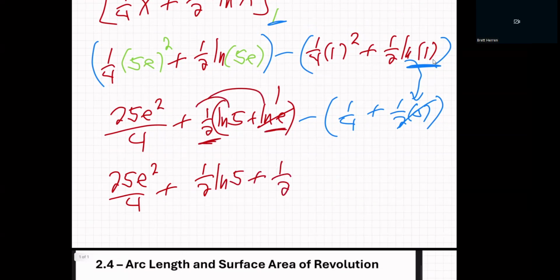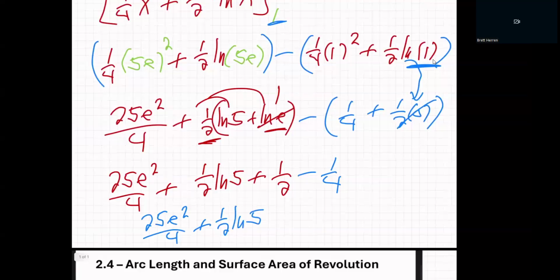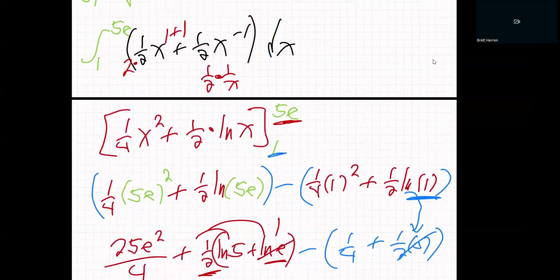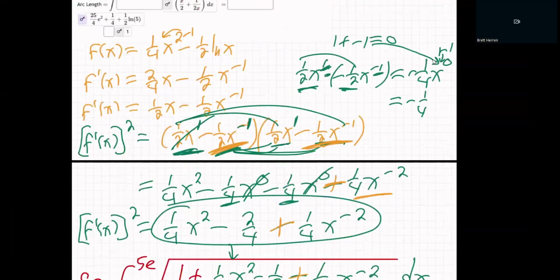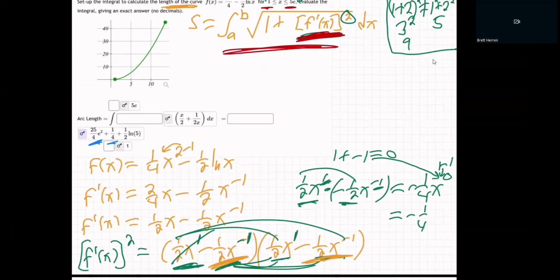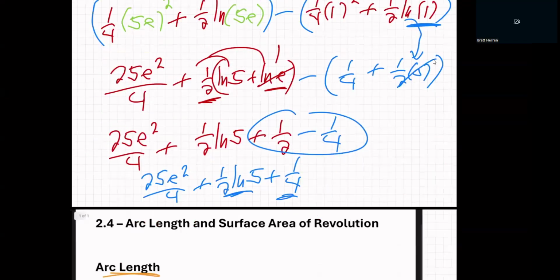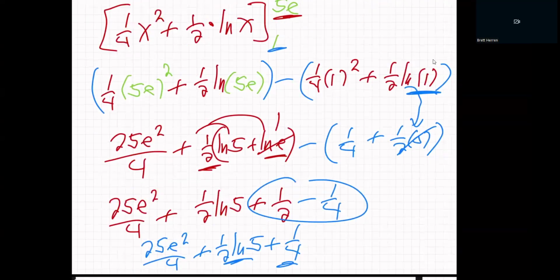And I guess we could do one more step. I'm kind of tired of this problem at this point. I'm sure you are also. 25e squared over 4 plus a half natural log 5. And what's a half minus a fourth? It is a fourth. There we go. There's the exact answer. 25e squared over 4 plus a fourth plus a half natural log 5. Let's go look it up to see if it's right. We got it. Just as easy as that. All right. There we go. Hope that helped.